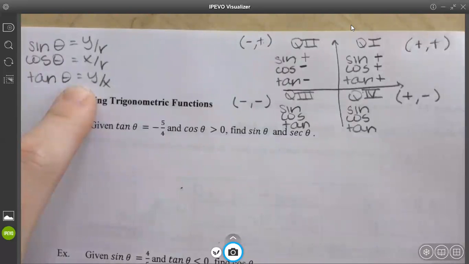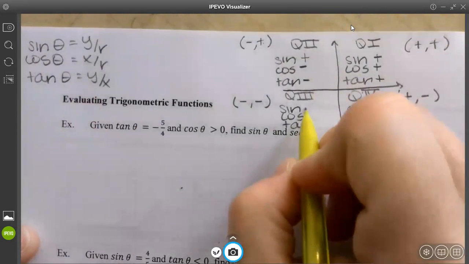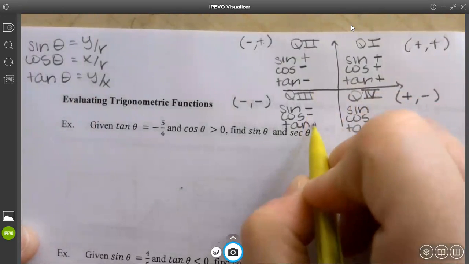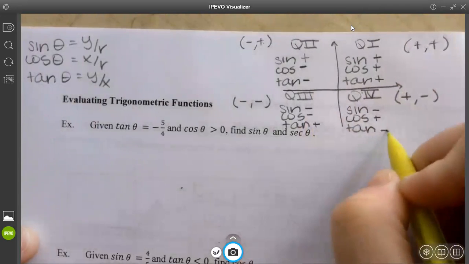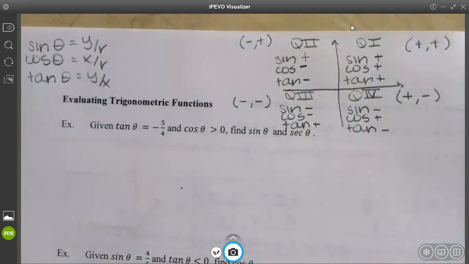So everybody see what I'm doing? I'm going to go ahead and tell you the rest of them instead of going through it. Negative, negative, positive. And then this one is negative, positive, negative. And again, it's just based off the ratio and the signs in there.